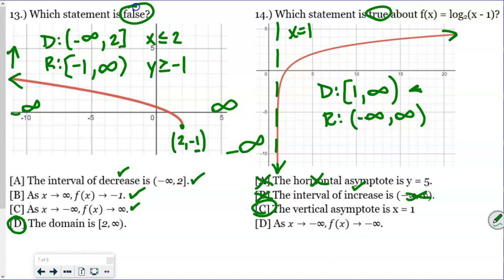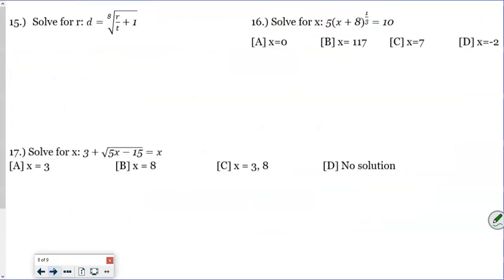Wait a minute. Oh, so the problem here is not that it's negative infinity. It's that it should be approaching what? That 1, right, y'all? That should be as x approaches 1, because that's where our vertical asymptote is, okay? So that's why that one is not true. So that's why the answer was C. All right, now let's go on to the last 3.